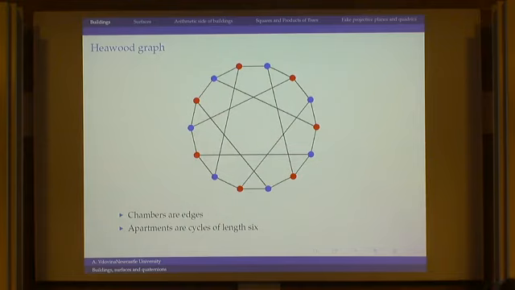Maybe this is an exercise, but I will tell it straight away: chambers here are edges and apartments are cycles of length 6. You may also check the most important property of buildings, that whenever you pick any two chambers, they are contained in an apartment. So you can pick any two edges of the graph and they will be contained in a cycle of length 6.